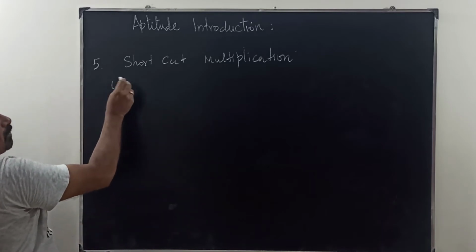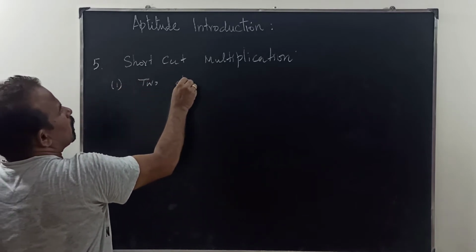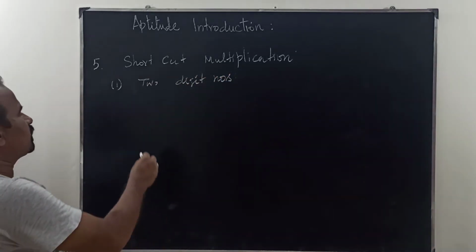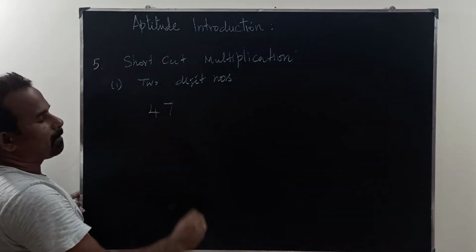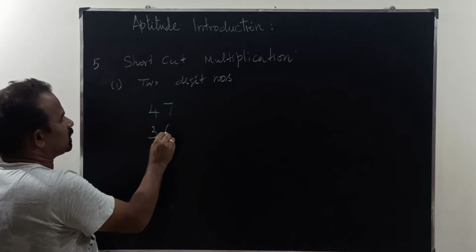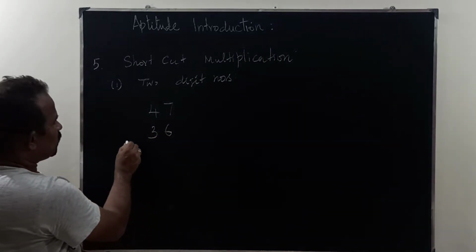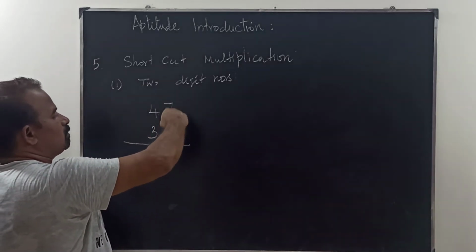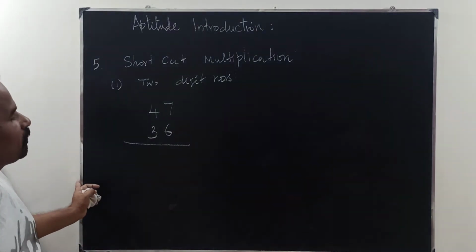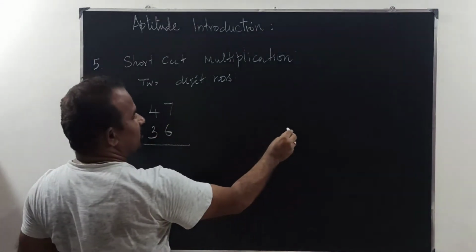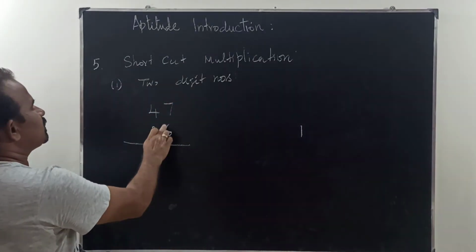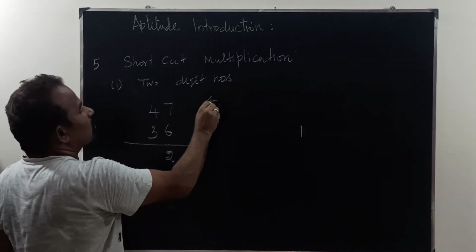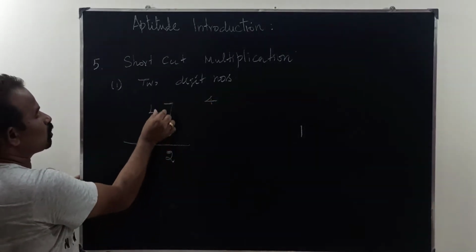First is two-digit numbers. Okay, suppose let us take 47 and 36. So how to multiply it? You have to take the first column from right. Let us take 6 into 7, 42. So 2 here, remaining 4.